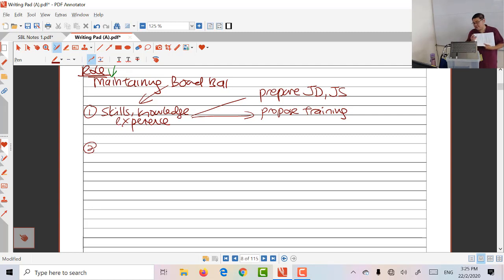Now, what's the other thing that you need besides skills? Size. Okay. Balance of size. What they mean by balance of size is basically the number of directors. So we are talking about the number of directors. Okay, what's wrong if the company has too many directors?